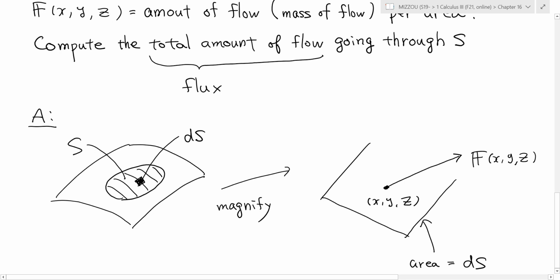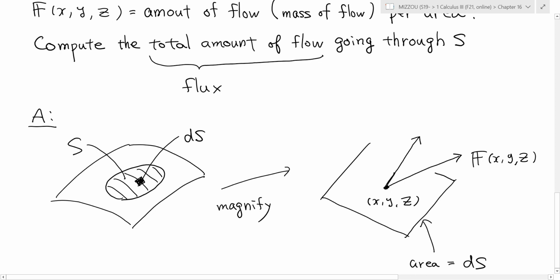Like this. Okay. Now that means we are looking at the total amount of flow going through this patch, but the flow might not be going through the patch perpendicularly. It might have some direction like this. So the actual contribution of this flow F through this patch, namely the contribution to the flux, is only this component which is perpendicular to the patch.